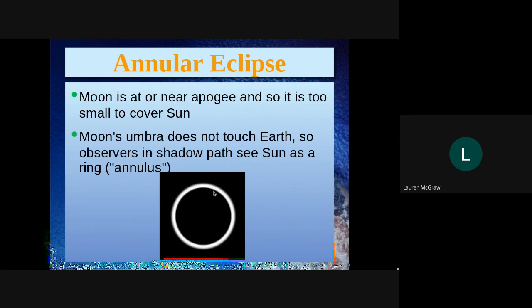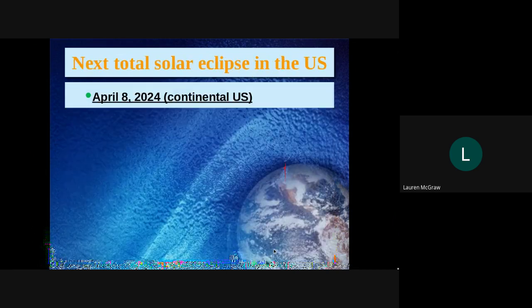And as you can expect, an annular eclipse is even more rare compared to a solar eclipse, which is pretty rare in itself. Because the moon is very, very small, and it's also orbiting on a different plane compared to the Earth going around the sun. And we'll talk about that more tomorrow.